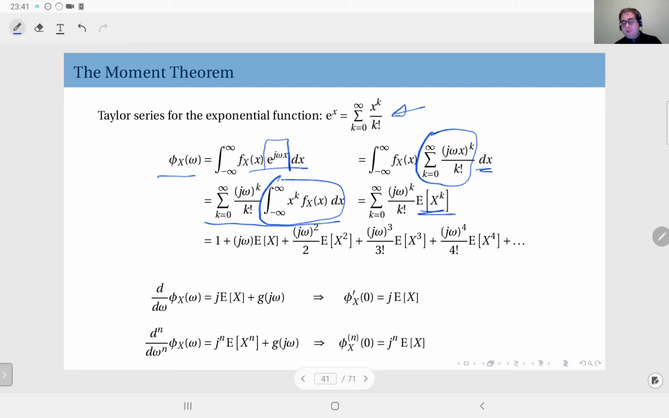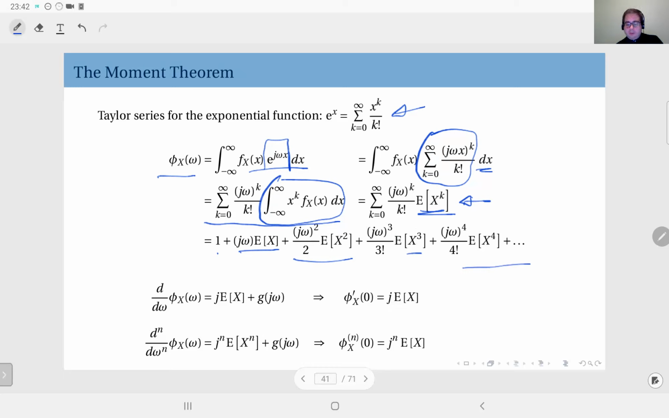Okay, so if you expand this expression, you get 1 for k equals 0. And when you put k equals 1, you get j omega times expected value of x. Plus, when you put k equals 2, you get j omega squared divided by 2, which is actually 2 factorial, times the second moment. Plus, for k equals 3, you get j omega cubed over 3 factorial times the third moment, and so on. It goes on like that ad infinitum.